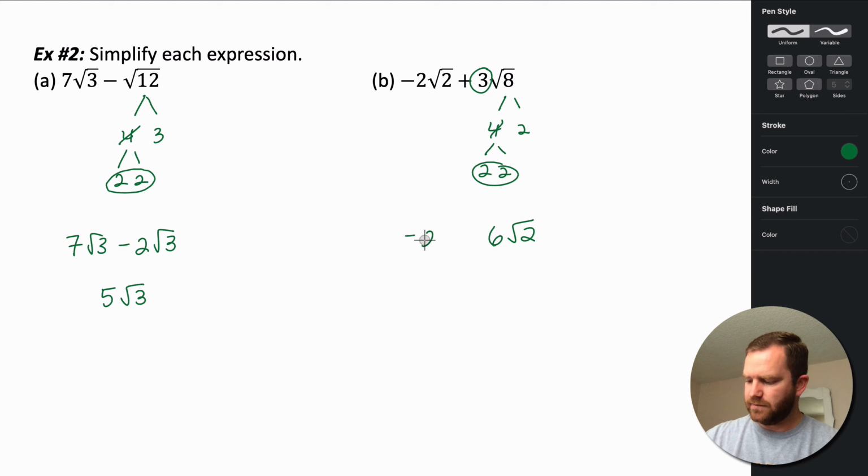And then we have negative 2 rad 2 here that's being added to our 6 rad 2. So negative 2 plus 6, that's going to be 4. And we're going to be left with 4 square root 2.